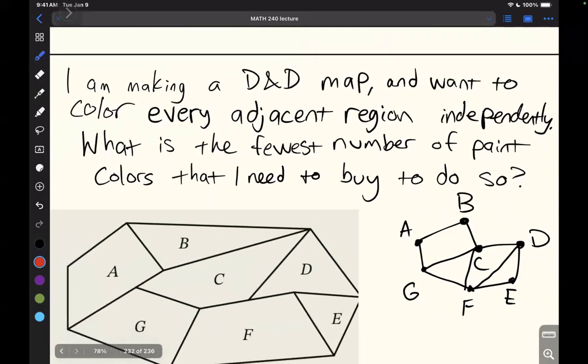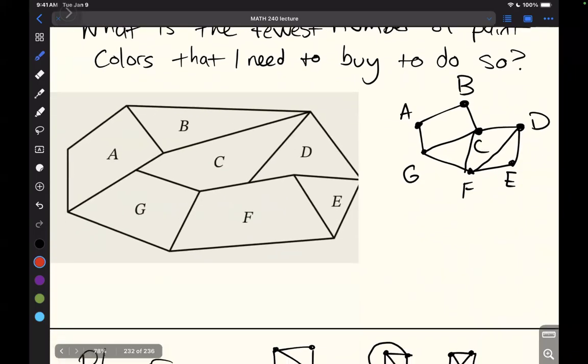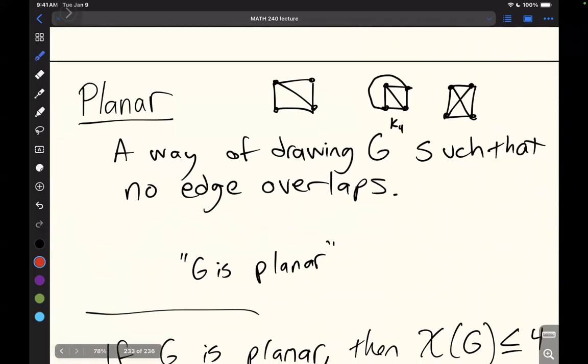All right. Then we talked about planarity, where if I have a map and I want to color in the map, then I want to know what's the fewest colors that I need to buy in order to make sure that each region of the map is colored, so each adjacent region doesn't get the same color. And so this is a simple coloring problem. It's also a planar graph.